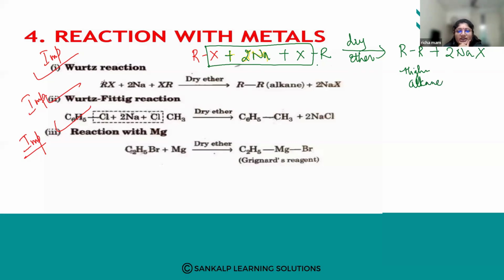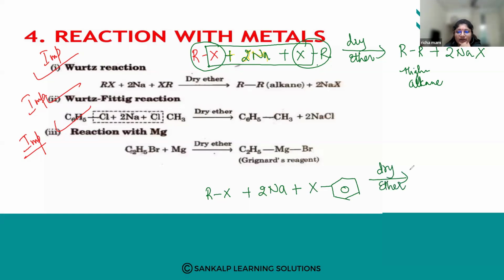Then what is the Wurtz-Fittig reaction? In the Wurtz reaction, we have taken 2 alkyl halides. In the Wurtz-Fittig reaction, I'm going to take 1 alkyl halide, in the presence of sodium, and one benzene ring, an aryl halide. Again, it will undergo in the presence of dry ether. What am I going to get, students?